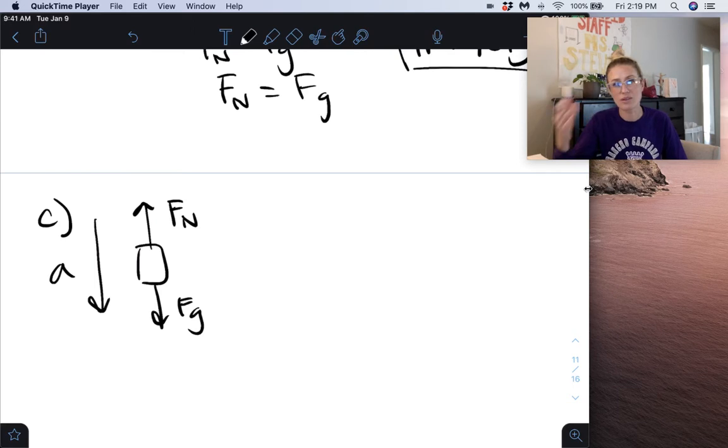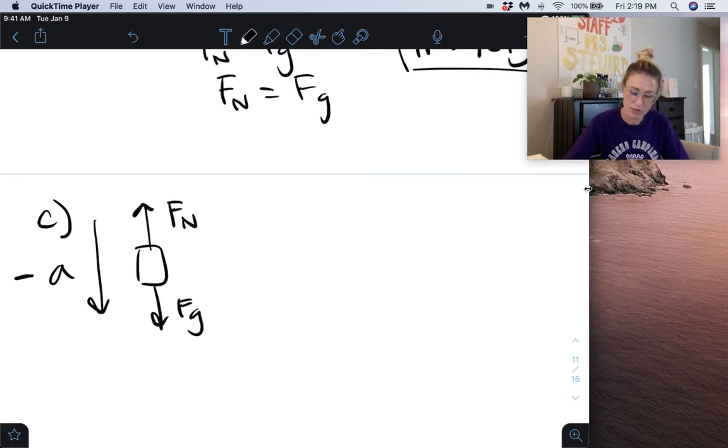We can say that the positive direction is either up or down. I like to say that it's in the direction of acceleration just because I don't have to remember to plug in a negative number for the acceleration. But I'll show you what I mean by plugging in a negative number. So let's say that this is downward, and I'm still calling up positive, all right?